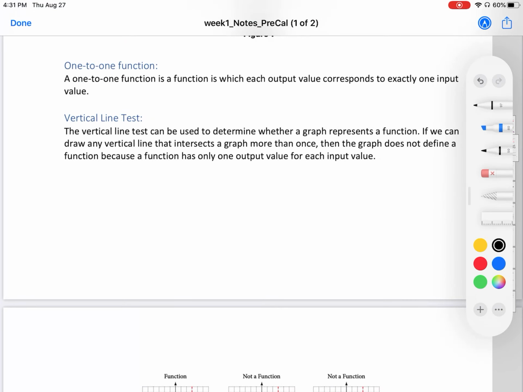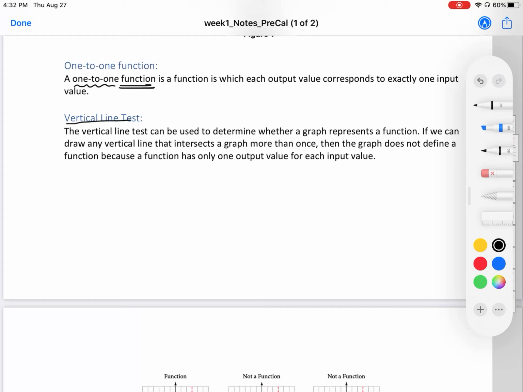One-to-one function. A one-to-one function is a function in which each output value corresponds to exactly one input value. All right, so not only does it need to be a function, this is a one-to-one function, which is a special type of function. Now, for a one-to-one function, there's no x's or y's repeating at all in your domain and your range. There's only one copy of x or one copy of y.